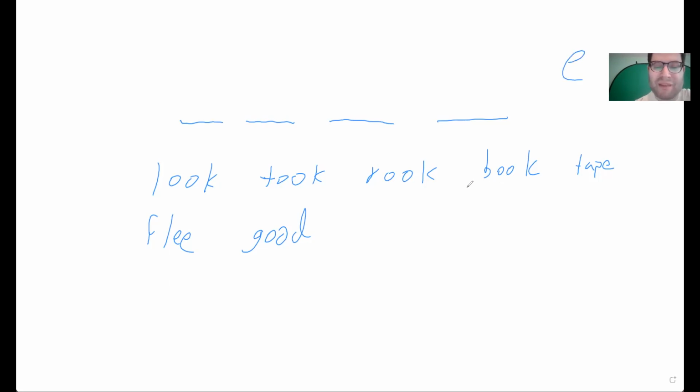The process is going to be the same for each of these. We figure out what word family each belongs to. Look belongs to the blank, blank, blank, blank family. Why? Well, if we were to commit to look as our word, what would be revealed? Nothing, because we've just guessed an E, so nothing would be revealed.